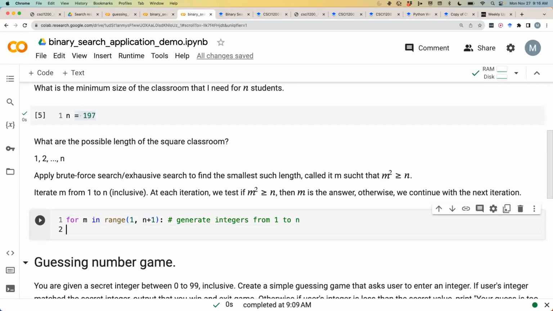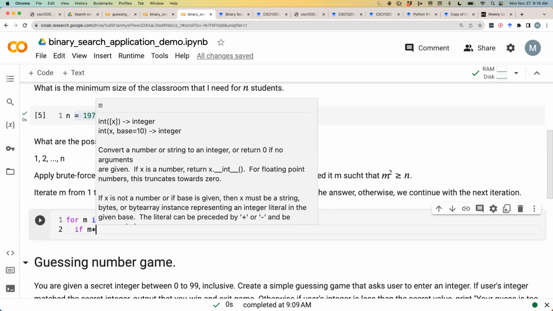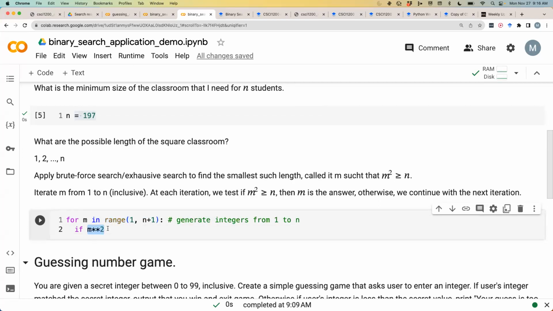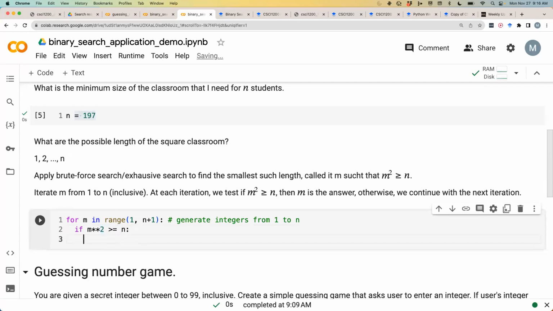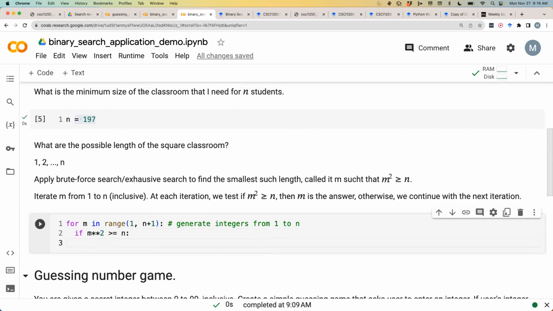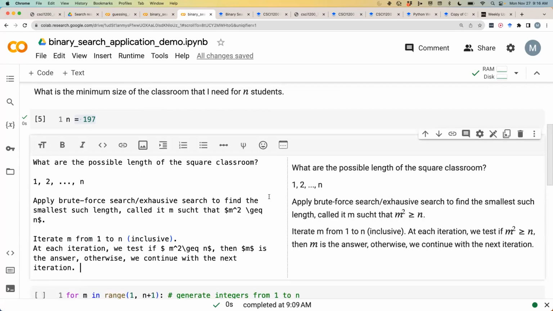So for each of them, you're going to test if m squared, this is the Python code for m squared. We already learned this many times. If m squared is greater than or equal to n, we already found it. Remember, we are looking for the minimum length of the classroom that I need to accommodate n students. A classroom of size m will accommodate m squared students, and if this is more than n, then all my n students can sit in that classroom. We're looking for the minimum one, which means once I found it, I can break. So m is the answer, which means we break.